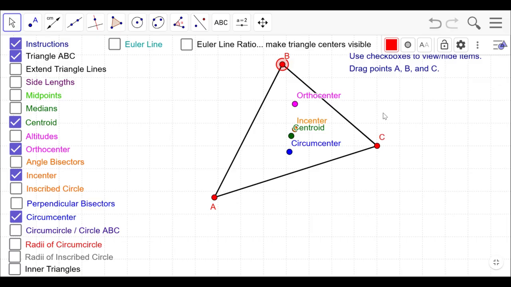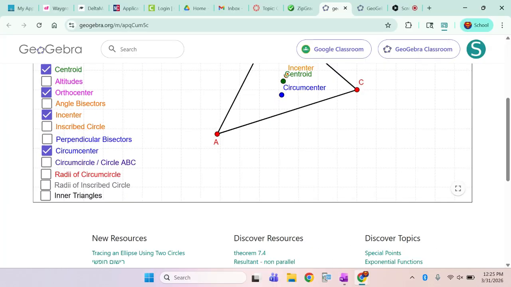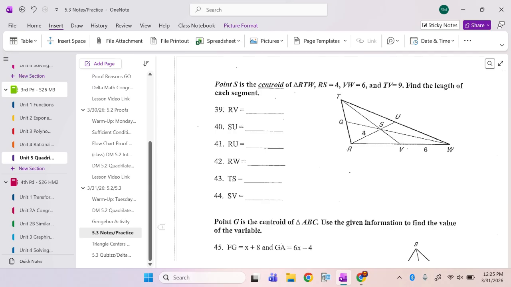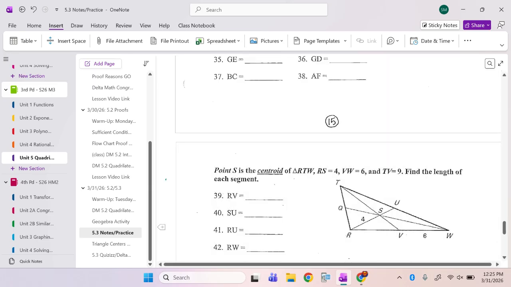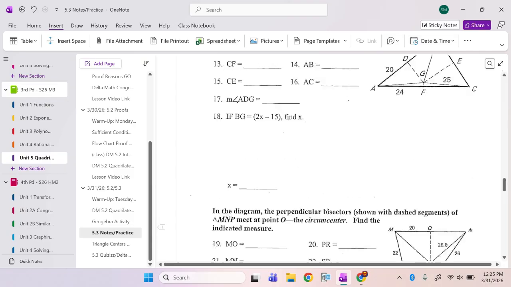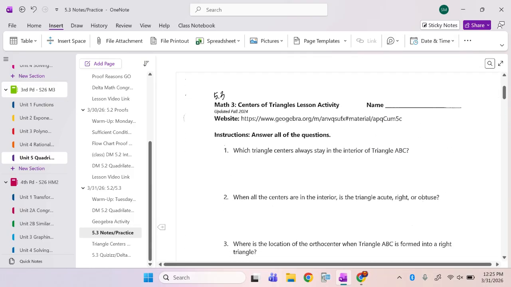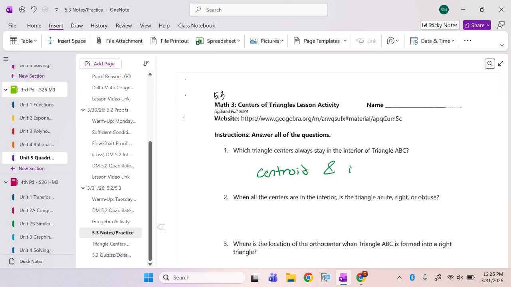Centroid and incenter, good. So on your packet for number 1, you're going to write centroid and incenter. It's in Canvas announcements. So, shh. Guys, please stop talking. So for number 1, you're going to write centroid and incenter.